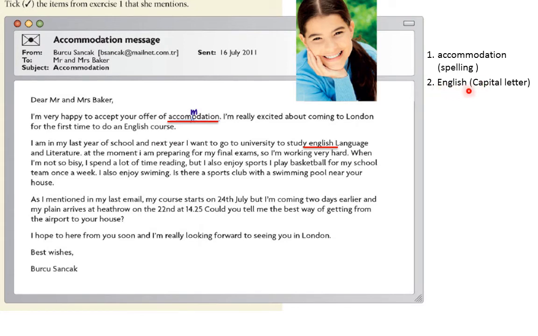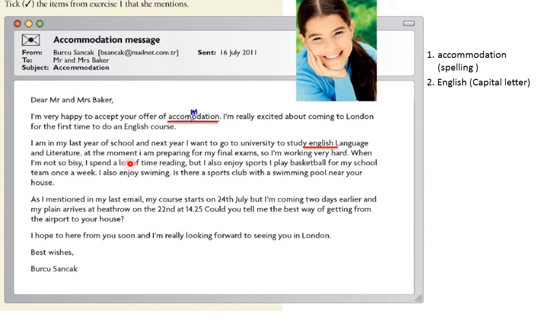English. Capital letter in the beginning of the word. Even if it is coming in the middle of a sentence, it should be written with a capital letter in the first of the word. Let's continue.